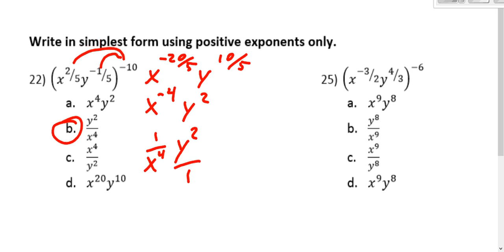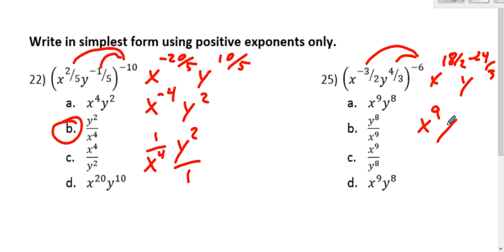So same steps for this one. You can distribute your exponent. -3 times -6. That's 18 over 2. And then 4 times -6. That's -24 over 3. 18 over 2 is 9. -24 over 3 is -8.